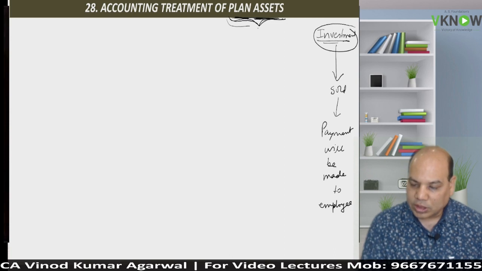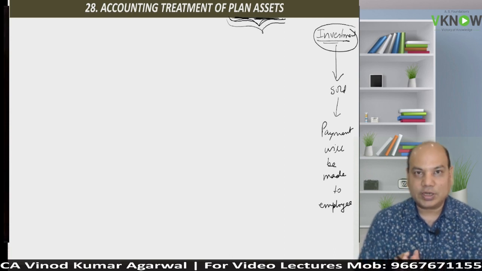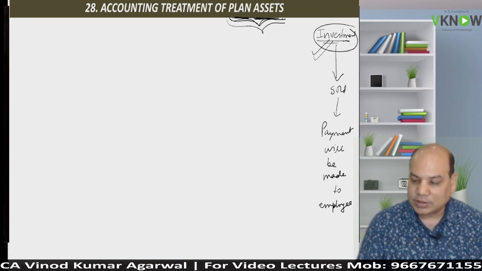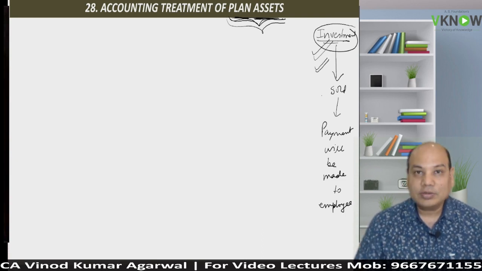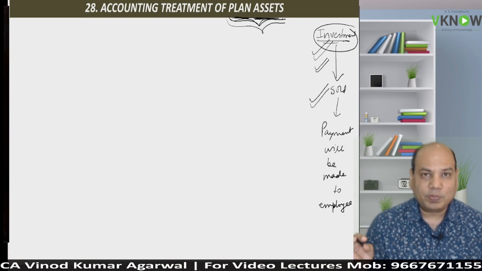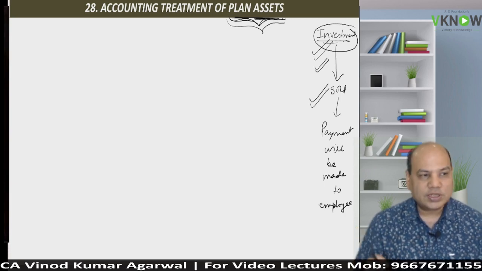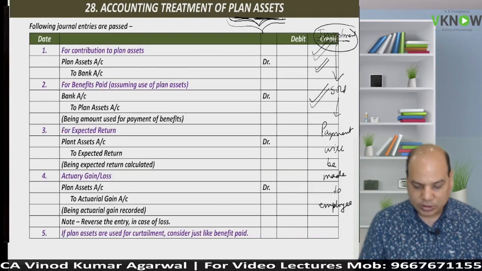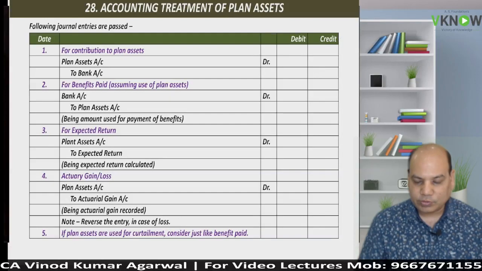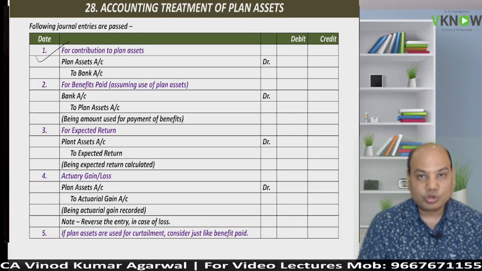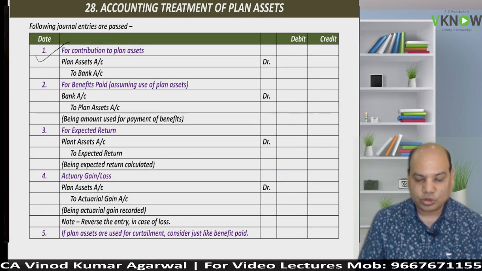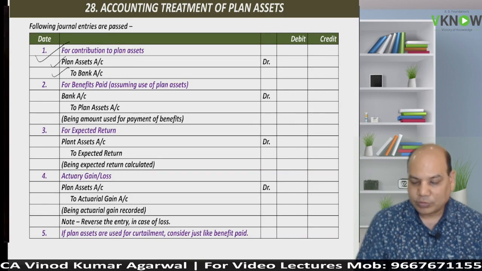So now how will the accounting be done? Students should understand that first the company will have to make investment. The company will earn some return on that. Then the employees will be paid out of the plan asset. So all these entries we have to learn, right? Following entries will be passed. Whenever the contribution is made towards plan asset, the entry will be plan asset account debit to bank account.